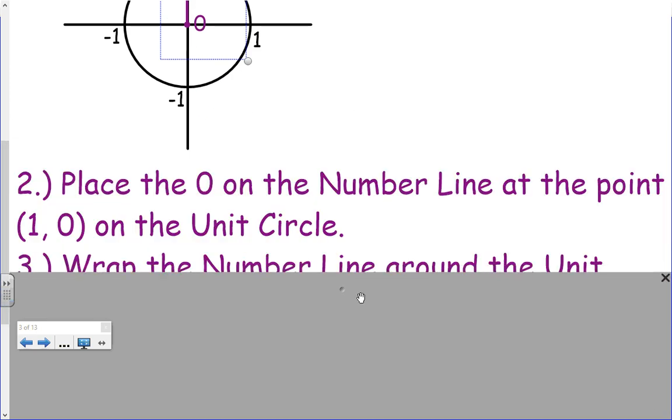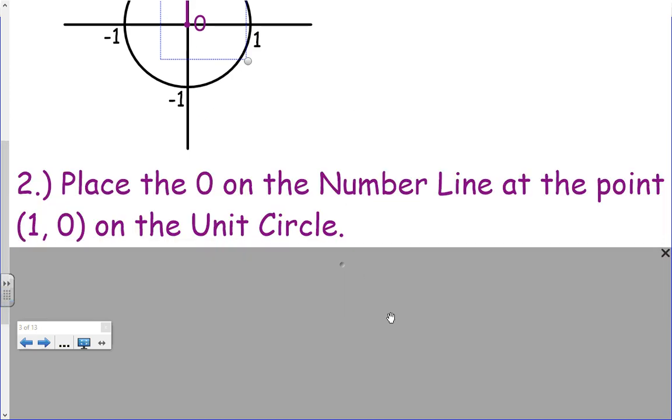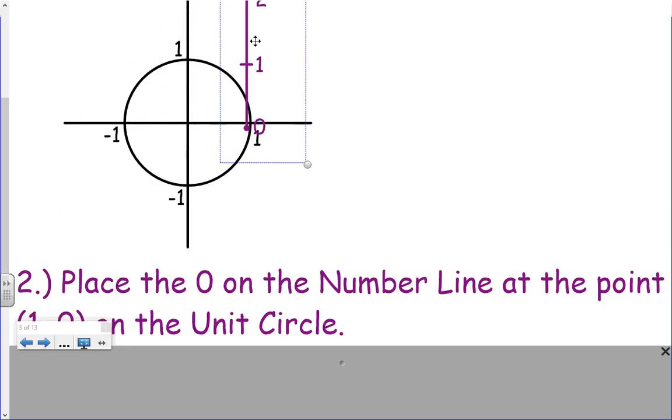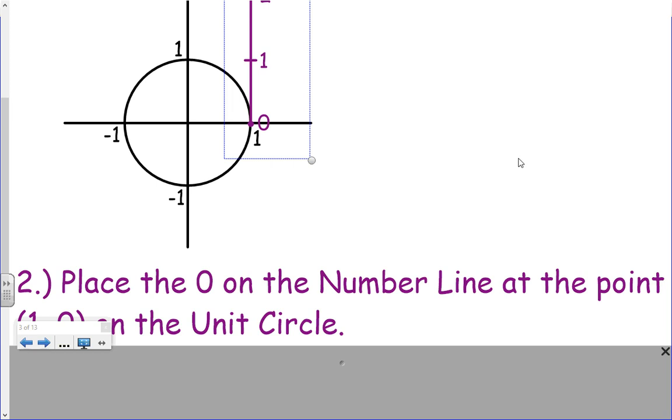All right, the next thing it says to do is place the 0 on your number line at the point (1, 0) on the unit circle. All right, so I placed it at the origin, but let's move that here slightly. Take this and move it right here. So there's the point (1, 0). I'll start my number line right there.